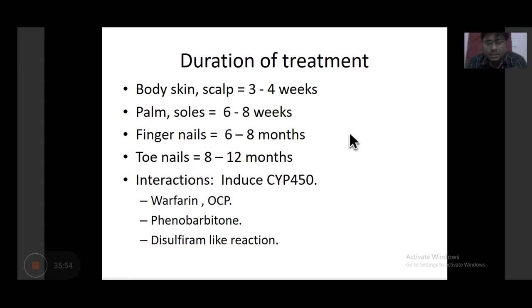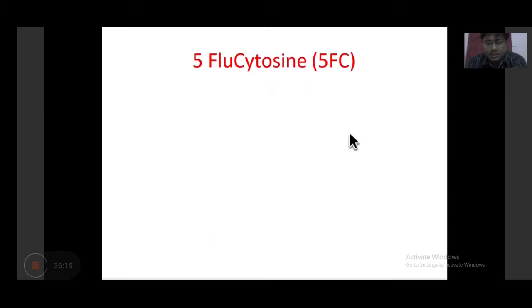As I told you, one thing you need to remember, it causes gynecomastia. Other thing is that they are inducers of cytochrome P450, so they interact with warfarin, oral contraceptive pills, phenobarbital. A disulfiram-like reaction can be seen with griseofulvin. These are some important points as far as griseofulvin is concerned. Clinically, we don't use it much now.